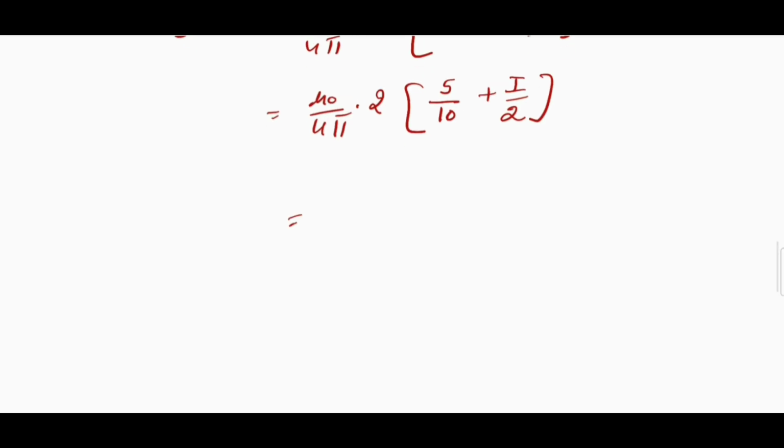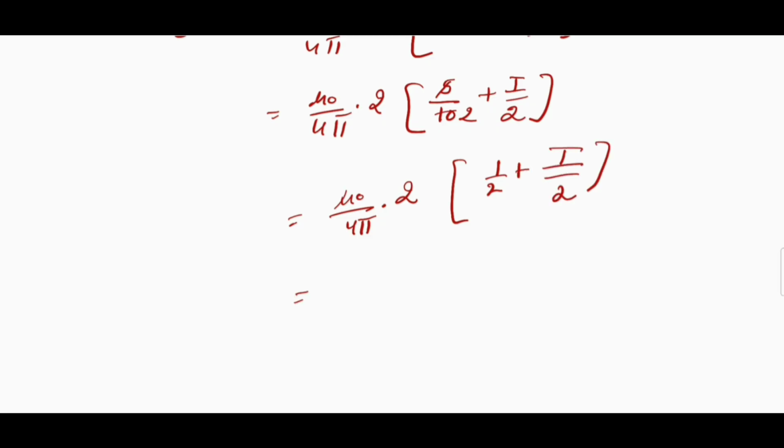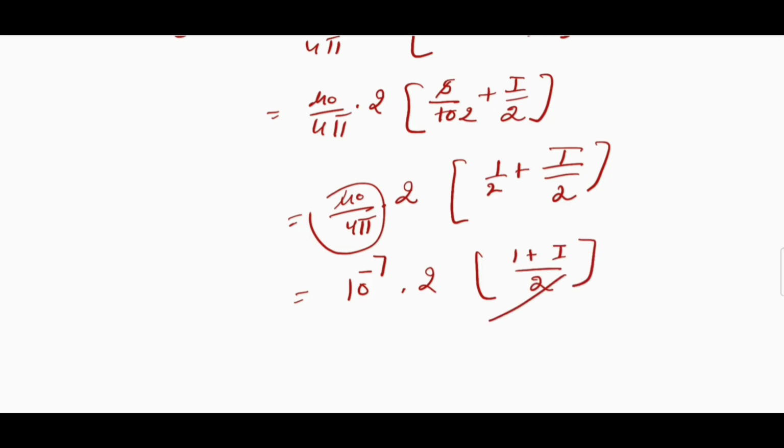So this is equal to μ0/4π times 2 times 1 by 2 plus I divided by 2. So this is equal to, this value we know, we can put here, 10^-7 times 2 times, this is equal to 1 plus I divided by 2. So this 2 will get cancelled with this. So here the magnetic field B is equal to 10^-7 times (1 plus I).